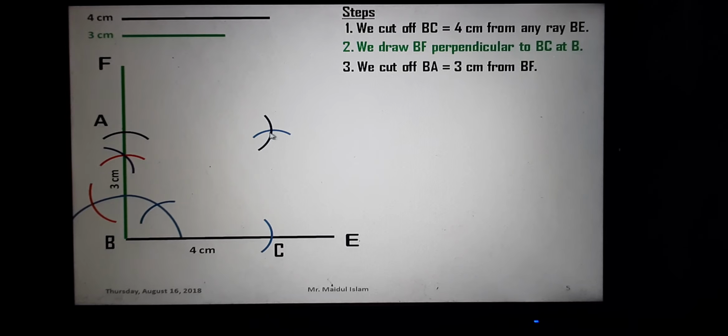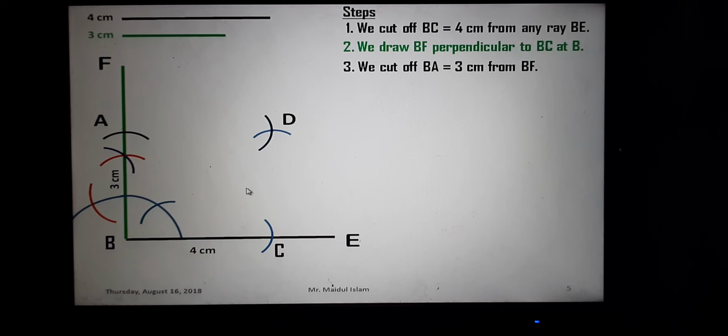So can you tell me what will be the distance between these 2 points? The distance of these 2 points will be 4 centimeters, and the distance of these 2 points will be 3 centimeters. Do you know at which point they intersect each other? Yes, they intersect at point D, and after that what do we have to do? It is time to join these two lines. Before that, what will be the step? Do you know, my dear?